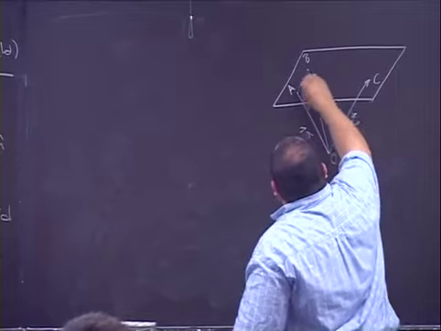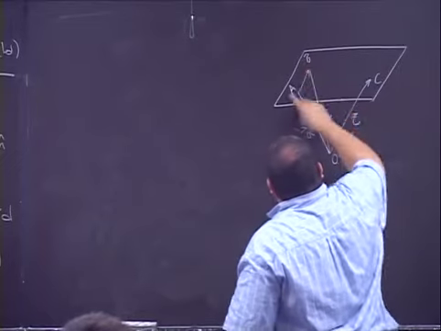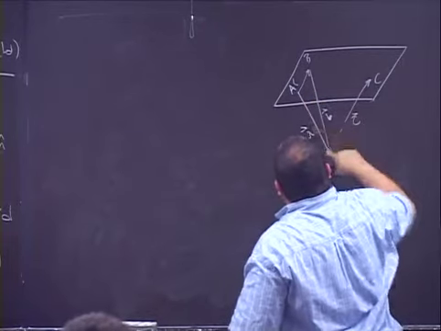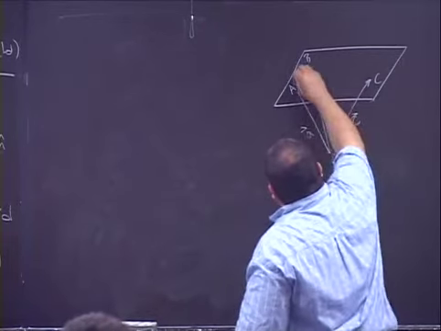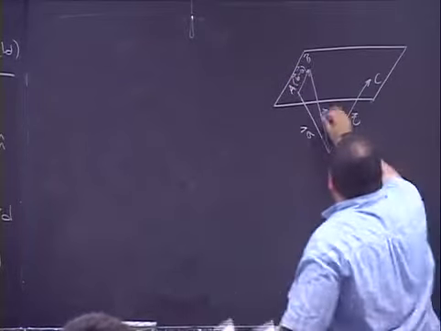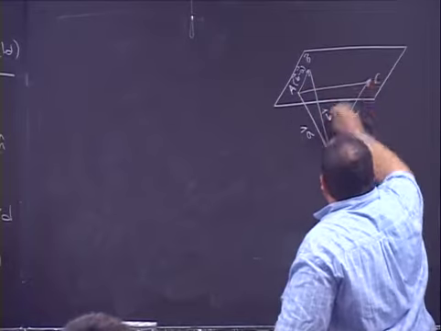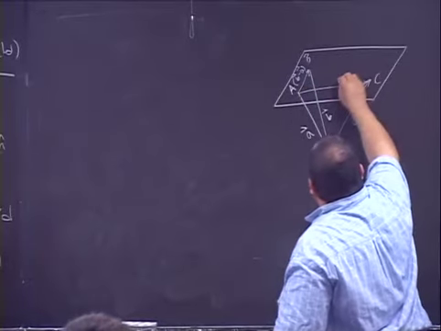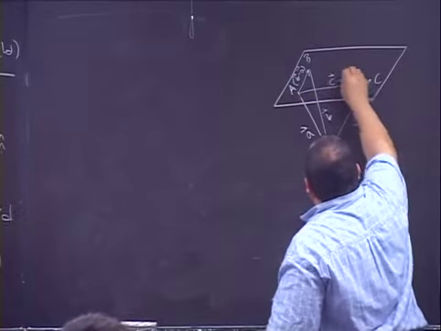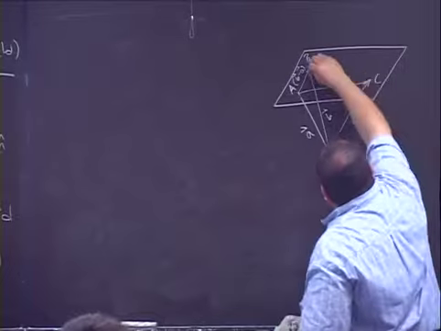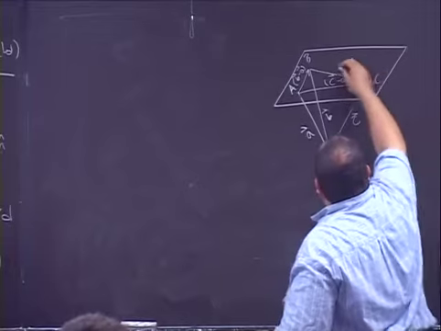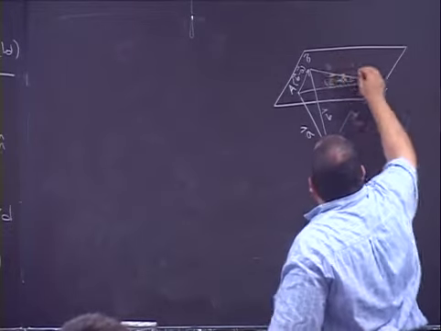So this is A, B will be what? B minus A, and then we will have, this is what? AC will be C minus A, and we'll have this one which will be C, and it will be C minus B.